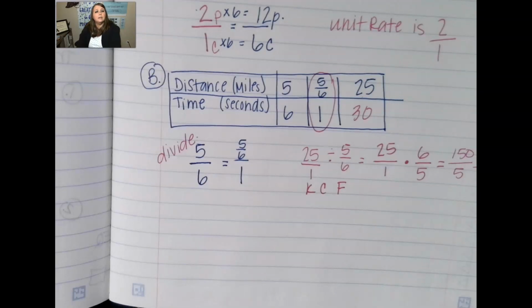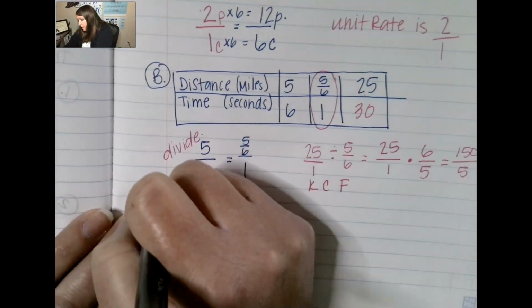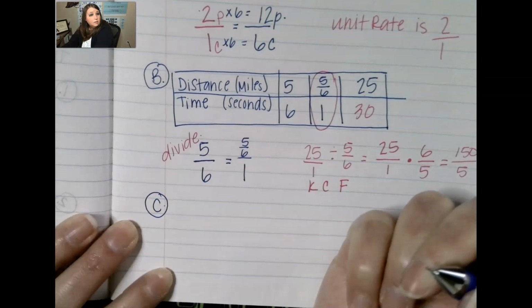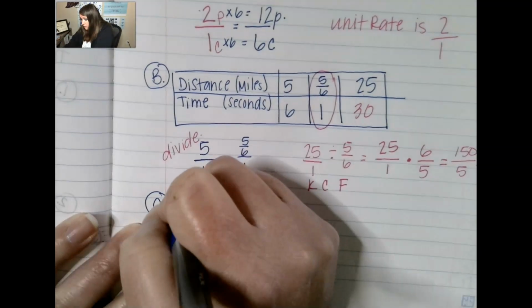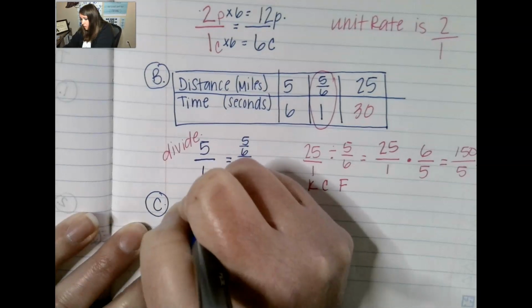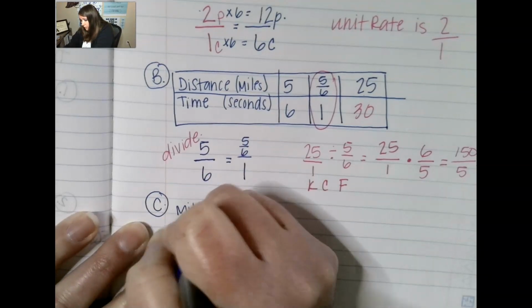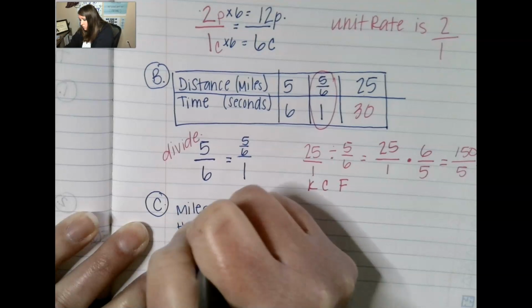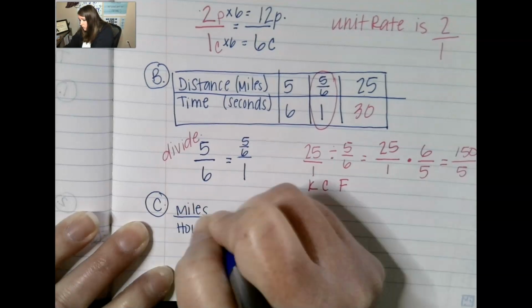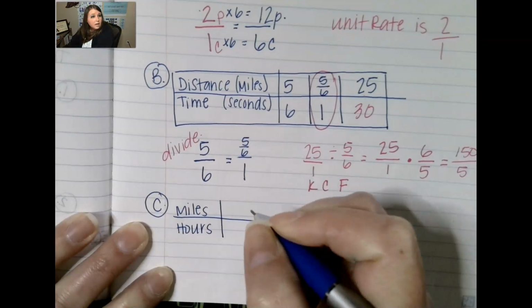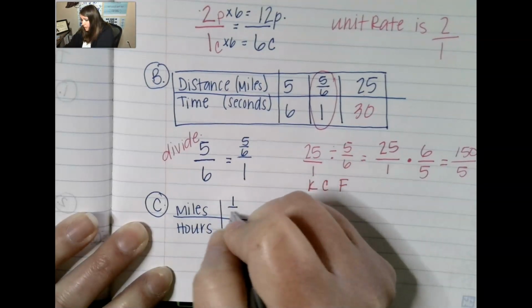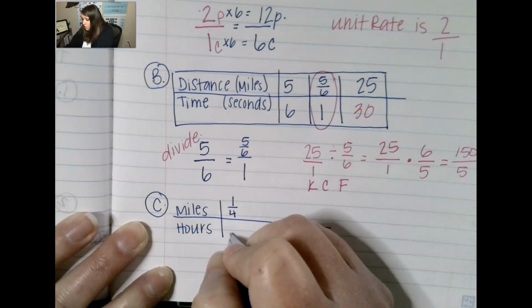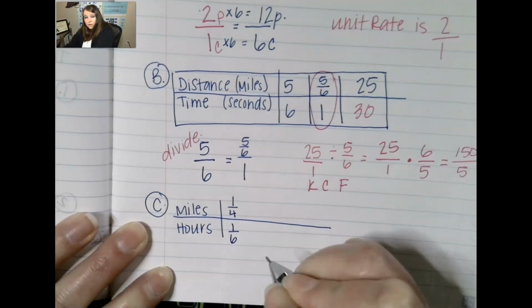Okay, let's hike. We're going to hike miles and hours. So how many miles per hour? Our distance is going to be miles in our hike, and we're comparing that to hours. So miles to hours. And it says that I hike 1/4 of a mile in 1/6 of an hour.